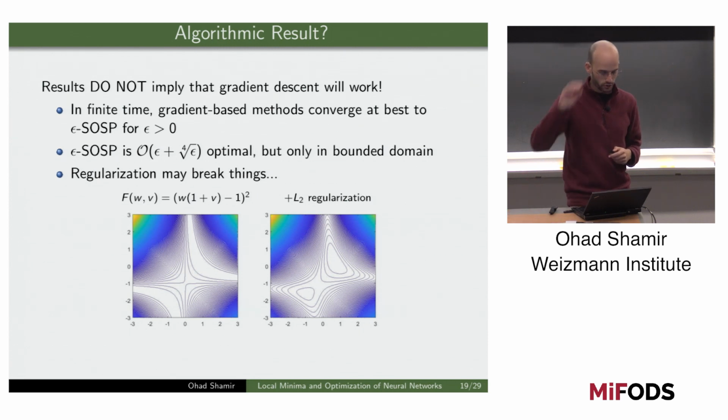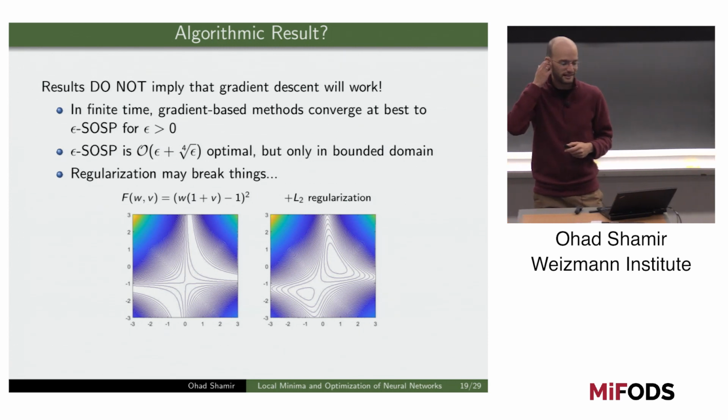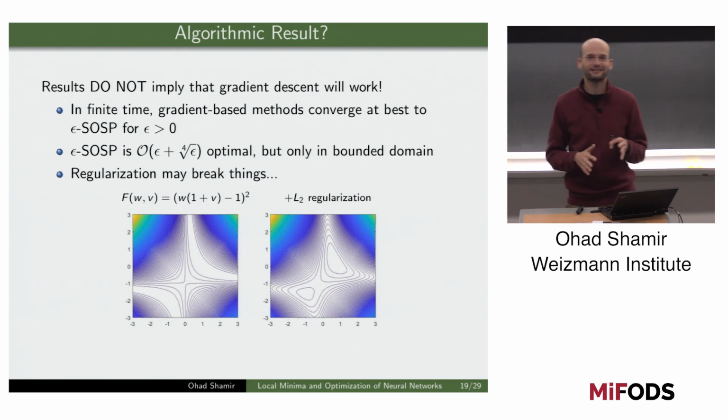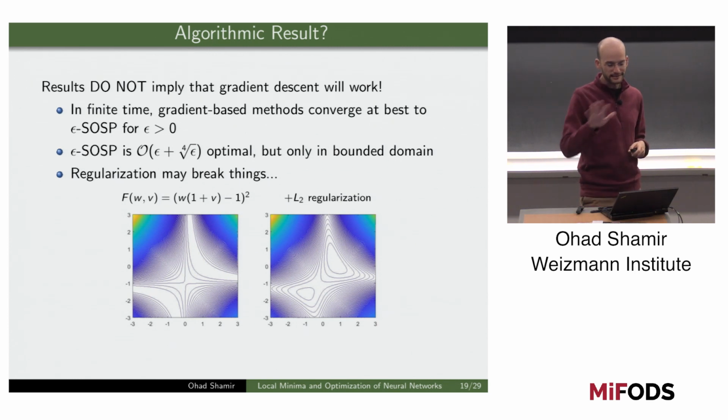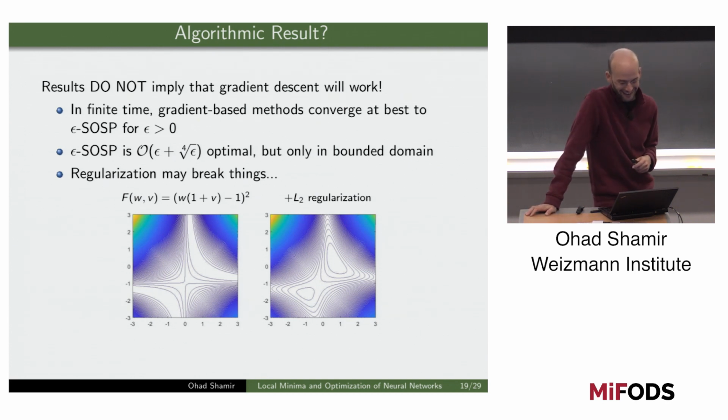Now, one thing I would like to emphasize is that these results do not imply that gradient descent would work. And this is something that you see quite often in the literature, maybe not by the people attending here, but you sometimes see this argument, oh, this problem has no local minima, so gradient descent works, but it's definitely not the case. And you can also see it here.